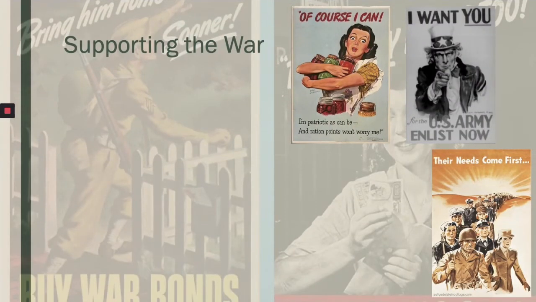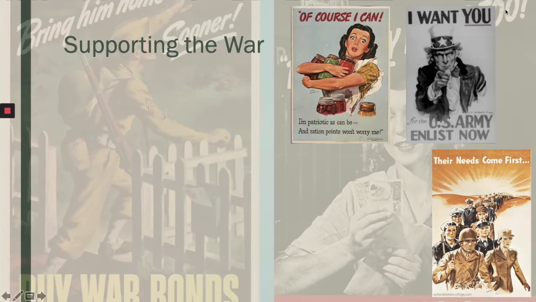All right, so supporting the war. You can see all these posters. These would all be examples of propaganda. So you have people being urged, "Of course I can. I'm patriotic as can be, and ration points won't worry me." So Americans were encouraged to ration their food, to eat less, and to finish all the food that you were given.